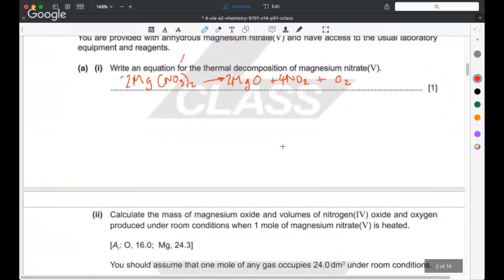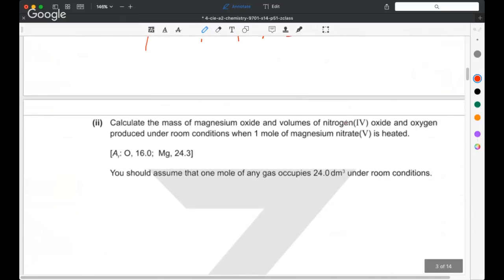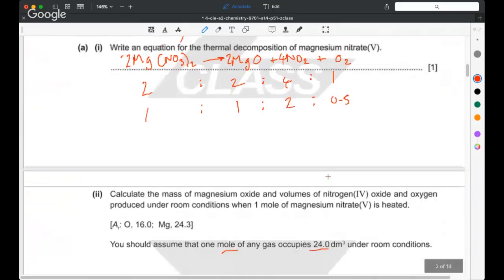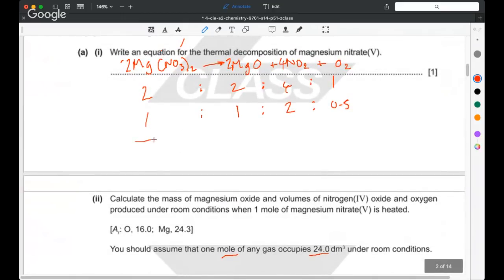You've got to know that you've got a stoichiometry of 2 to 2 to 4 to 1, and later on it asks you to work with 1 mole of magnesium nitrate, so your stoichiometry is that, and you end up with 0.05 moles of oxygen. And you have to know that 1 mole of oxygen, or any gas, would occupy 24 decimeters cubed under room conditions. So later on, when you're starting with 1 mole of magnesium nitrate, you're going to end up with 12 decimeters cubed of oxygen.